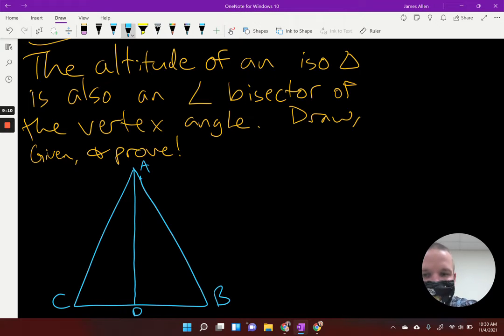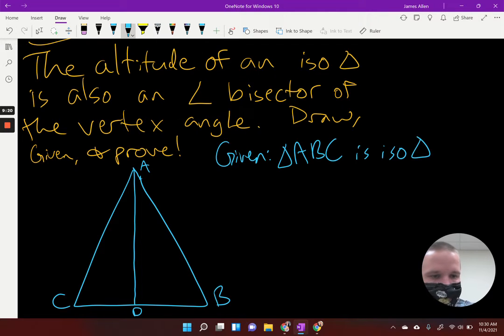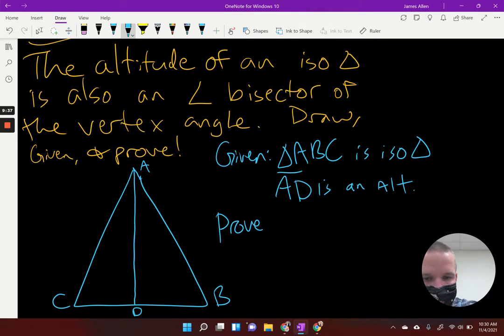Okay. And then my given, so diagram's done. Check. Given triangle ABC is an isosceles triangle. It's also an altitude. It says the altitude of an isosceles triangle. So we can say AD, not ABC, is an altitude. AD is an altitude. We're proving that it's also an angle bisector of the vertex angle. So my proof then is AD, which I'll write as a ray this time because angles are made of rays. If you didn't do that, wouldn't mark off for it.